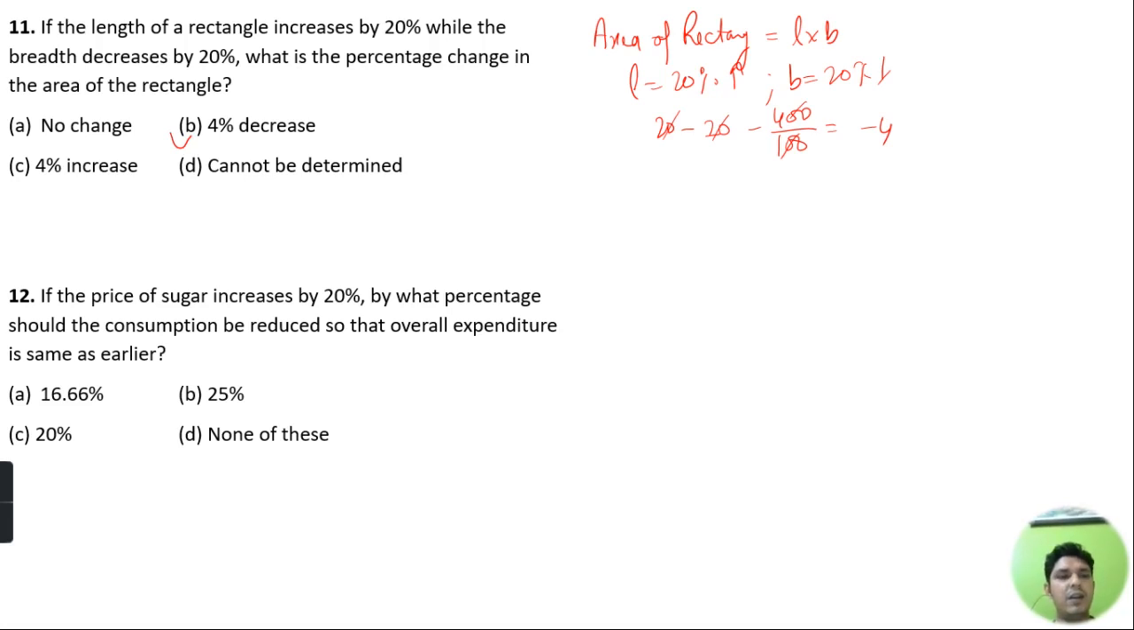Right? Question number 12, next question. If the price of sugar increases by 20%, by what percent should the consumption be reduced so that overall expenditure is the same as earlier? Students, very simple question. We can simply apply 20 divided by 120 multiplied by 100, and the answer of this question should be 16.66%, right? Same concept.